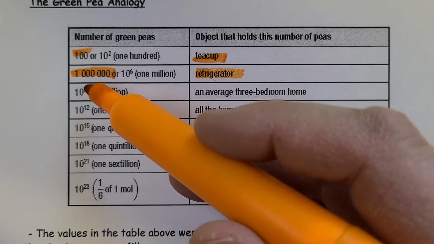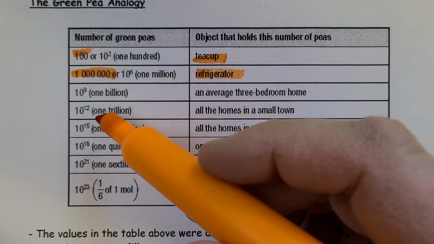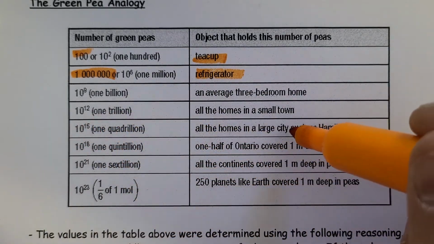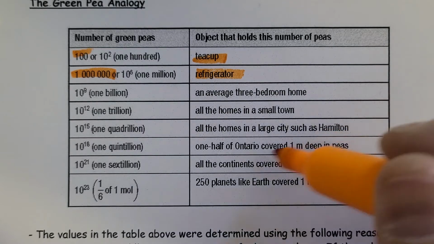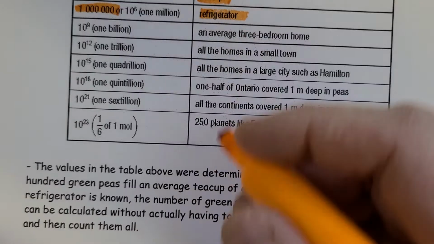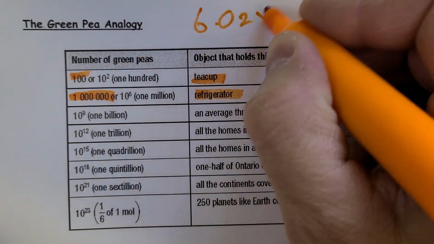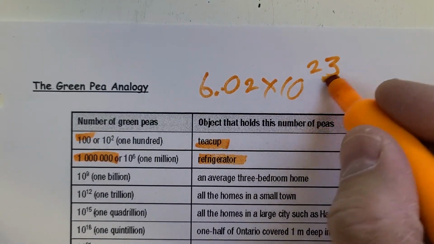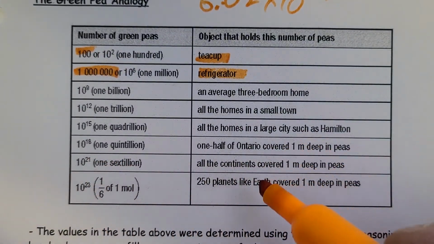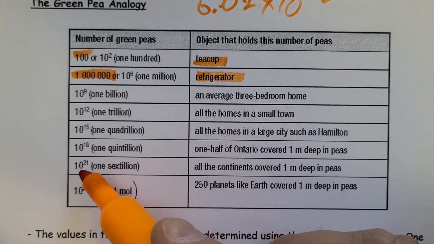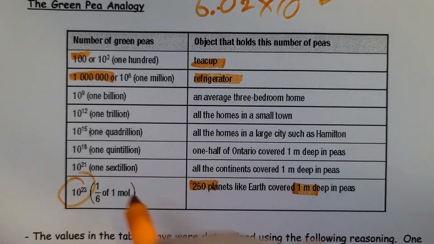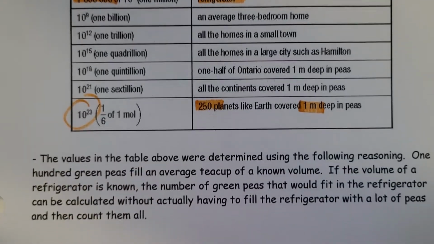An average 3-bedroom home, 1 billion. All the homes in a small town, 1 trillion. All the homes in a large city such as Hamilton, 10 to the 15. Half of Ontario covered 1 meter deep in peas, 10 to the 18. And recall that the mole is 6.02 times 10 to the 23, and here we're only up to 10 to the 18. All the continents covered 1 meter deep in peas, 10 to the 21. And if I was looking at 250 planets the size of the Earth, all of them covered 1 meter deep in peas, now we're getting closer, but still we're only 1/6 the size of a mole.